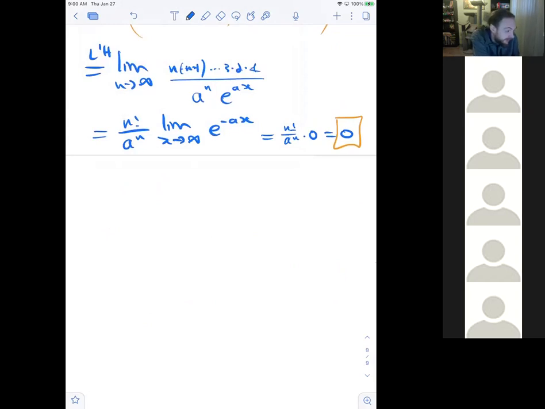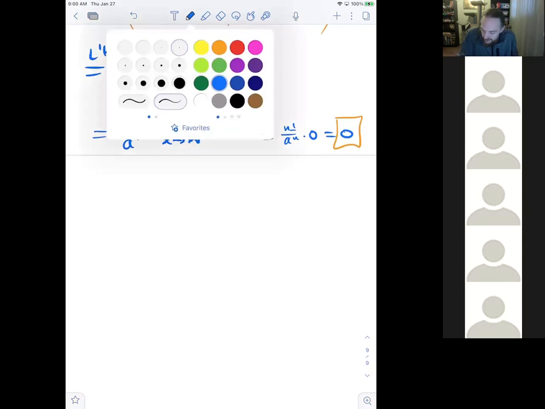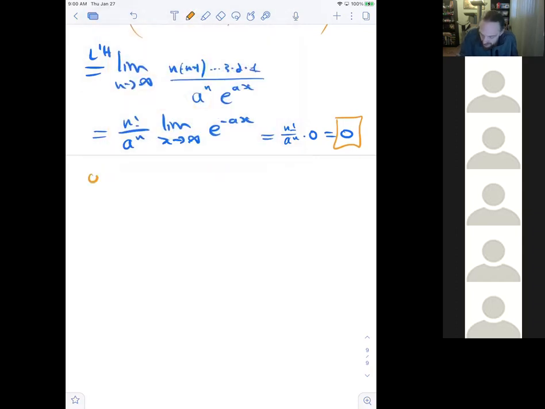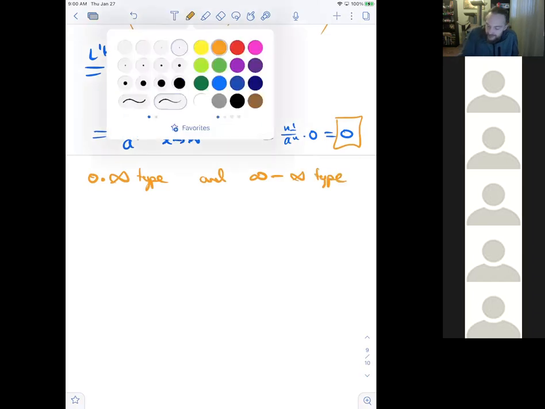All right. So the next two kinds are sort of just using algebra to clean everything up. Let's do 0 times infinity type and infinity minus infinity type. These are the next two kinds.